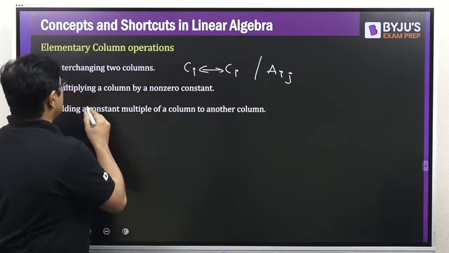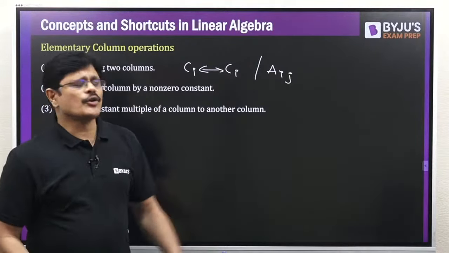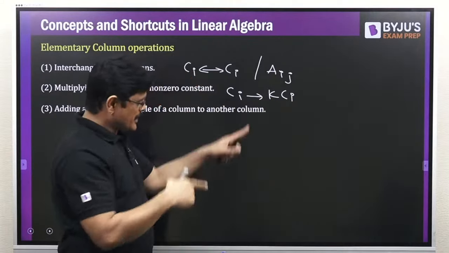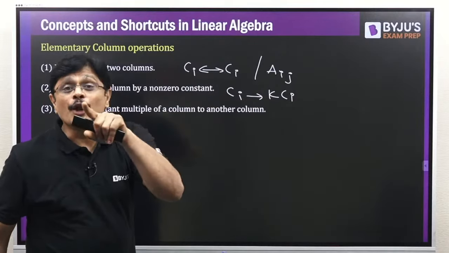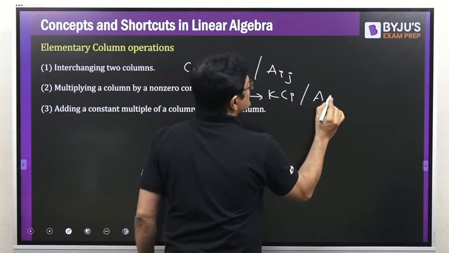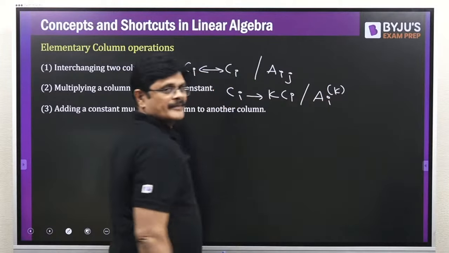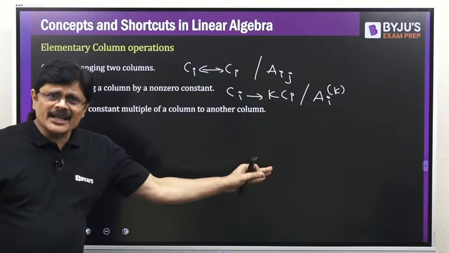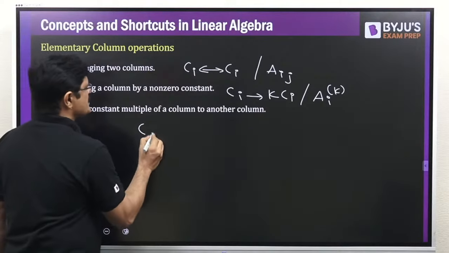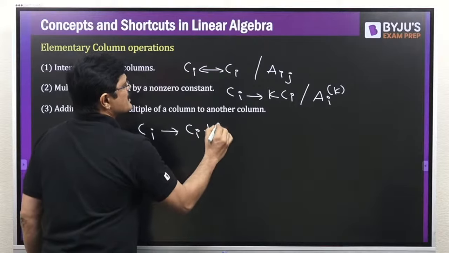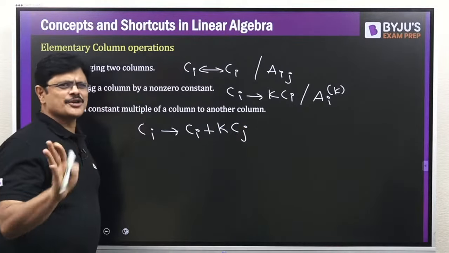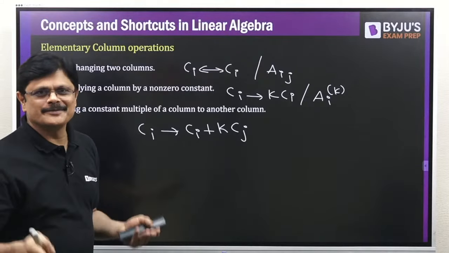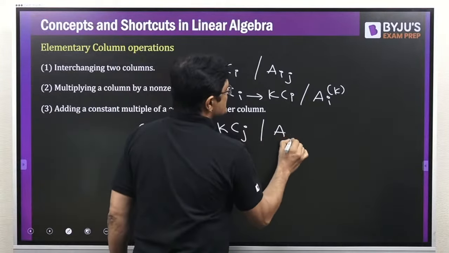Good. Multiplying a column by a non-zero constant. Take any column, multiply with a non-zero constant. Here it is K, not C, K. K should be non-zero. Another way of writing it is AI K. And the last one is adding a constant multiple of another column to the given column. Ci is Ci plus some K times Cj. Here K can be 0, sir. So if K is 0, what happens? Ci is Ci only. The other way of writing it is Aij.